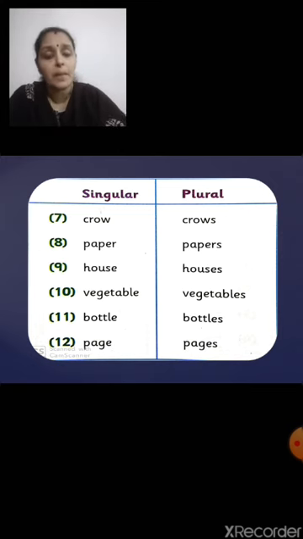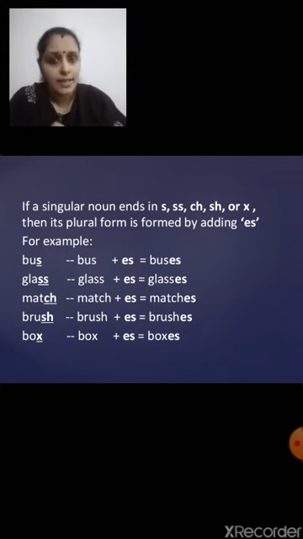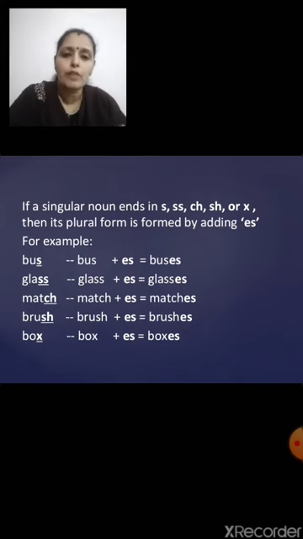Now children, there are many other ways of forming plural nouns. Let us see that. If a singular noun ends in s, ss, ch, sh or x, then its plural form is formed by adding es, right? For example, bus. What's the last letter here? S. So we will add es instead of s. So bus plus es becomes buses, which is the plural form of bus.